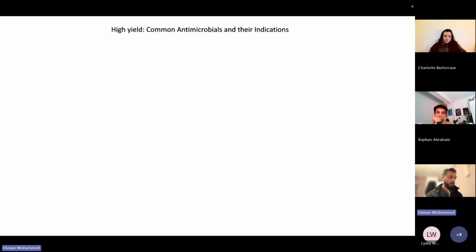Got some more antimicrobials. This one should be fairly straightforward. Nitrofurantoin and trimethoprim. What are we thinking? Think urology. Yeah, so we've got UTI. Excellent. Bonus points for the 2 most common causative organisms.